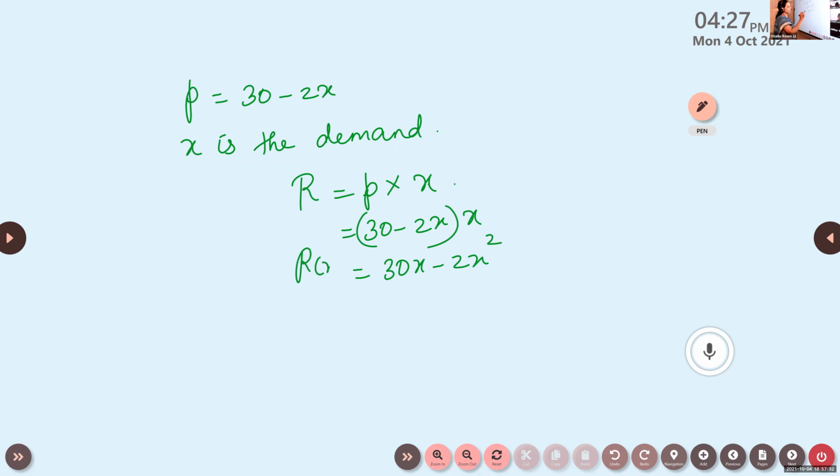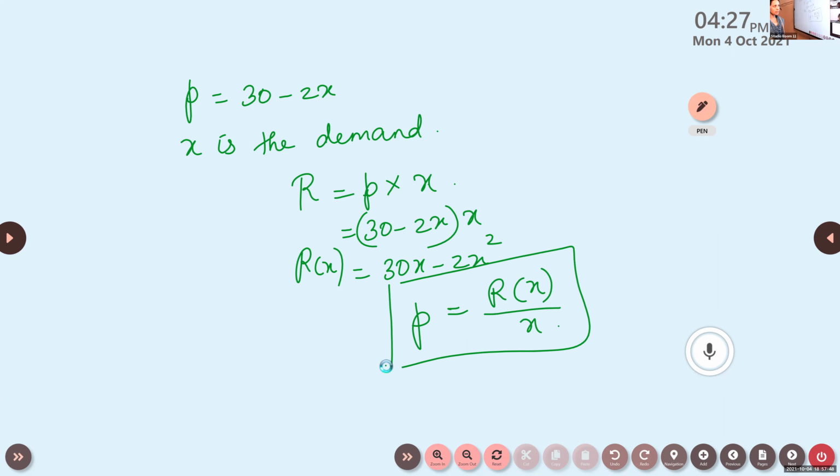Sometimes the revenue function will be given and the number of units will be given, and you may be asked to find the price per unit. What is the price per unit? R of x by x. Okay, note down all those things. Price per unit is revenue by number of units. P is R of X by X.